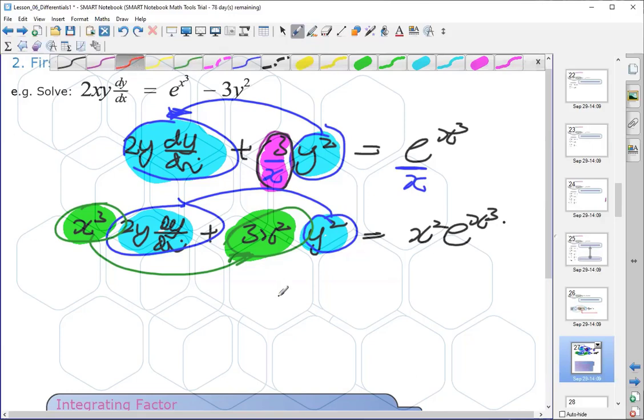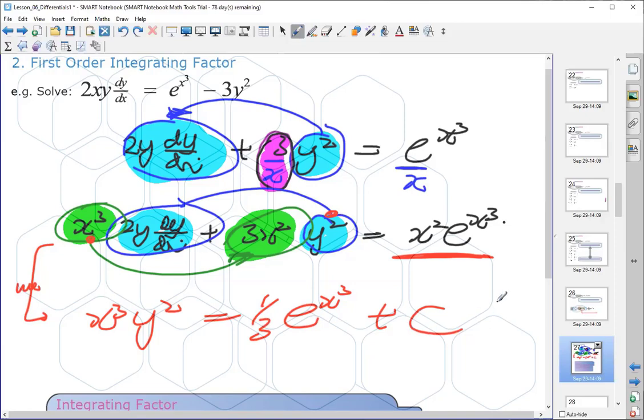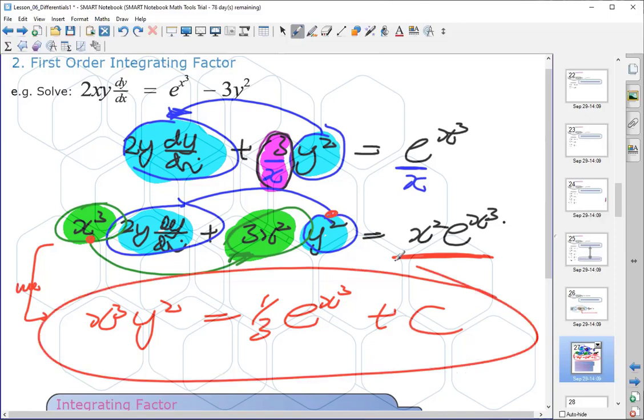Because everything matches now, we can integrate this, and we can say that gives us x cubed y squared. Remember, it's the front of each of the arrows, equals, and then we can integrate this. My guess is going to be e to the x cubed. When you differentiate e to the x cubed, you get 3x squared e to the x cubed. So you need a third in front of there, and then we need a plus c in front of there. Maybe you tidy it up by dividing everything through by x cubed.